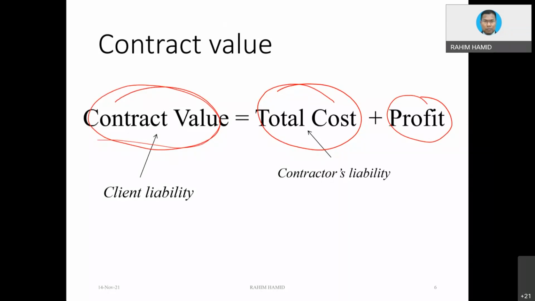Profit, sometimes we call it contractor markup. Why? Because normally when a contractor does the costing, he will take into account all the direct costs plus the indirect costs, and then on top of that, he will put a percentage. Whatever percentage is a markup. So that's why profit is sometimes known as contractor markup. All right.